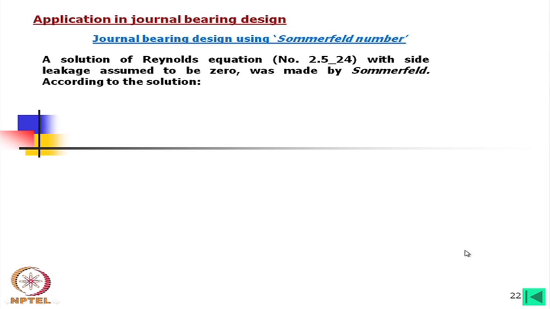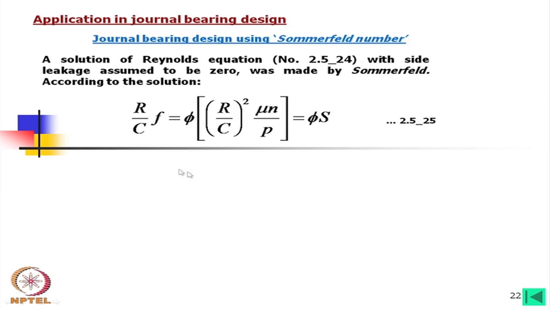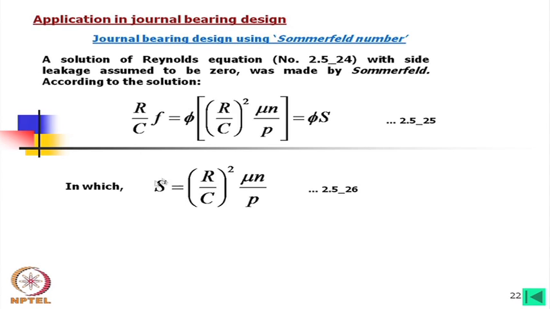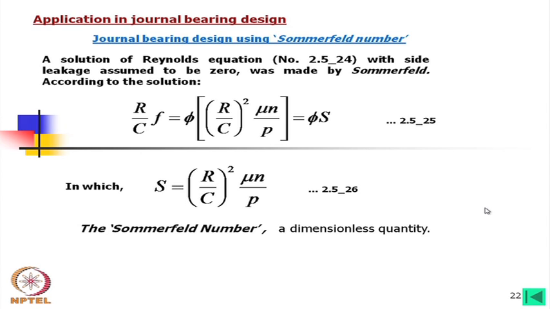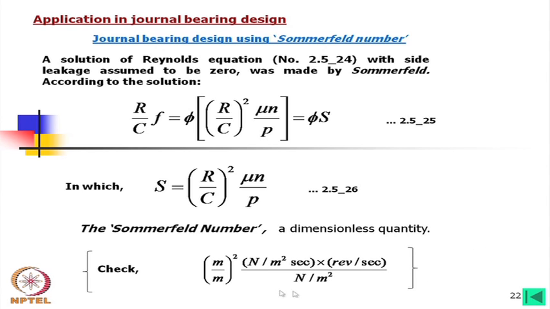Now, Sommerfeld proposed that R by C times f is equal to a function of (R by C) square times mu n by p, that is equal to phi into S. This means that this quantity he proposed is defined by S and called the Sommerfeld number, and it is a dimensionless quantity, which can be verified from this.